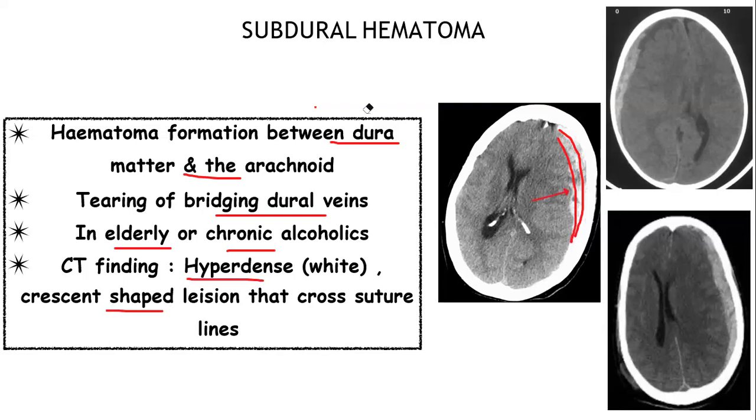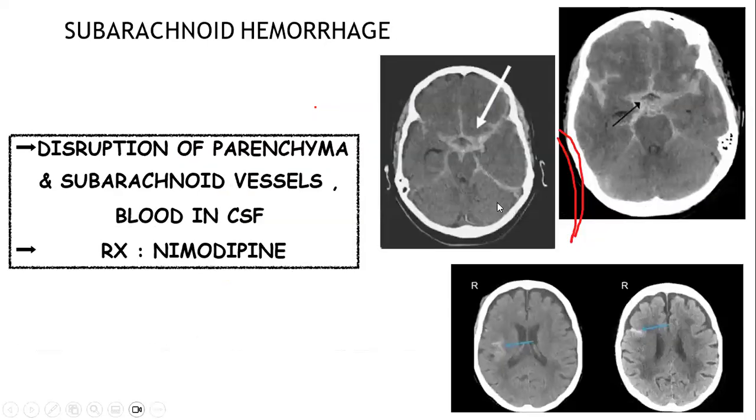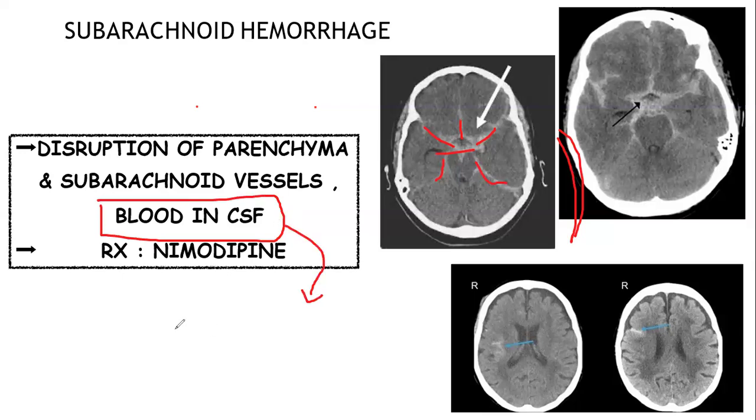Okay, this was subdural. Next, we have subarachnoid hemorrhages. There is disruption of parenchyma or subarachnoid vessels. So you have a pattern of hyperdense area over here, right? One more thing, you have blood in CSF, which in medical jargon we call xanthochromia, right?